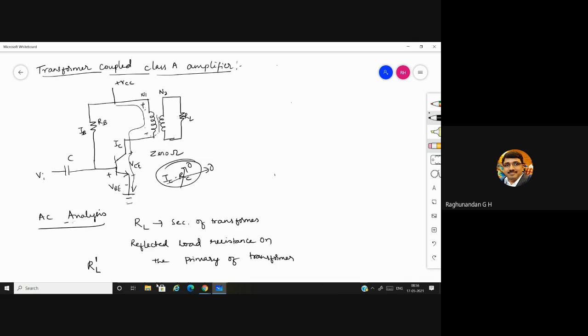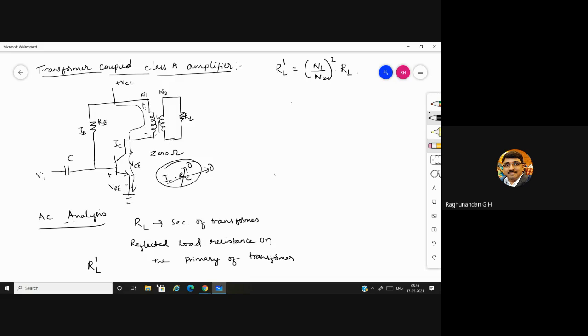And this RL dash is given by the formula RL dash is equal to (N1 by N2) whole square into RL. You know N1 and N2 are the turns: N1 is the number of turns in the primary, and N2 is the number of turns in the secondary. N1 by N2 gives the turns ratio.